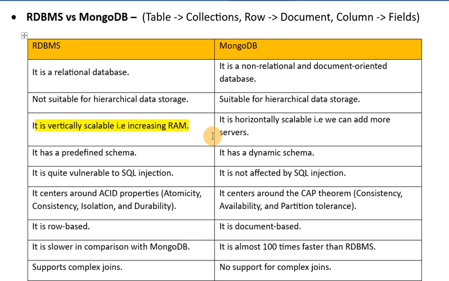So that thing we have to understand. Vertically scalable means, let's suppose you have one device or laptop, and that laptop has a few GB of RAM, like 8 GB or 16 GB, and you feel the data size is increasing and the laptop or server is not performing properly, it becomes slow. So what will you do?